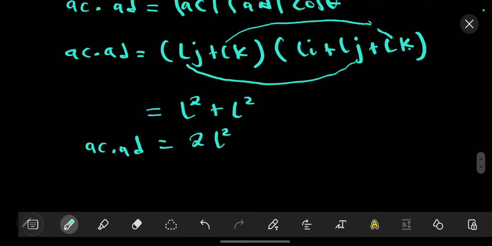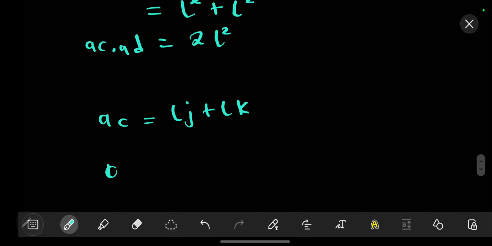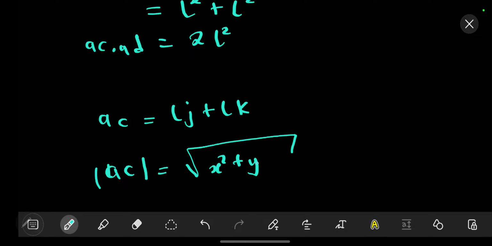So when we get the dot product, let's find now the magnitude. We know that our AC is equal to LJ plus LK. So to find the magnitude, we are going to say AC should be equal to the square root of the x squared plus the y squared plus the z squared.